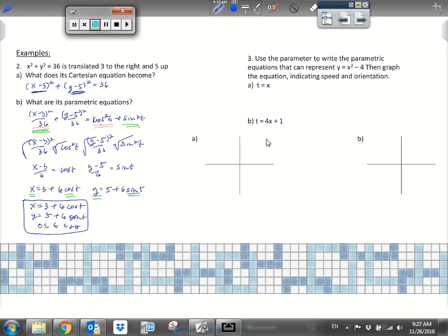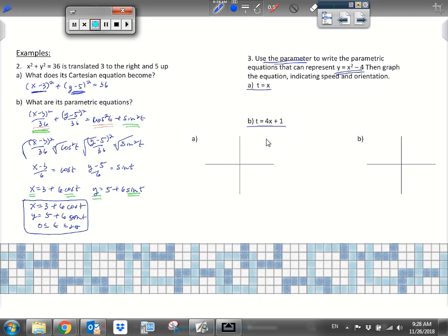Okay? The last type of problem we're going to do today on today's notes has to do with parametrizing something other than a line or a circle. And that is, we're going to look at a quadratic. And we're going to be given what they want us to use, which is called the parameter. Use the parameter that's given to write the parametric equations representing that Cartesian equation. So we're going to work with two parameters. We're going to do the first one where we make t equal x, and the second one is a bit more complex. We're going to make t equal 4x plus 1.